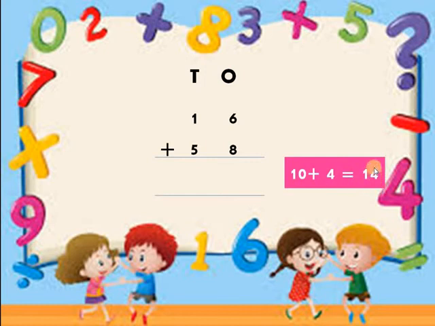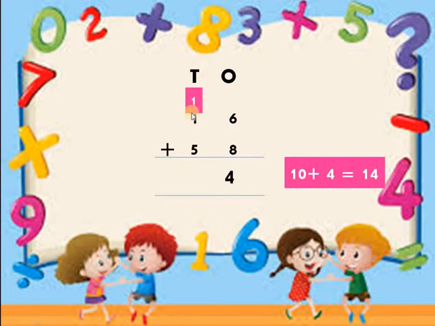In 14, 4 is in ones place, so it has to go here. This 1 is in tens place, that means this 1 is equal to 10. So 10 plus 4. This is ones number, so we are going to write it here. This is tens number, so this number will carry over in tens place. So let's write ones number 4. Now carry over 1 in tens column.